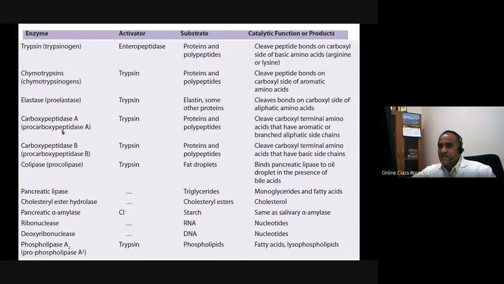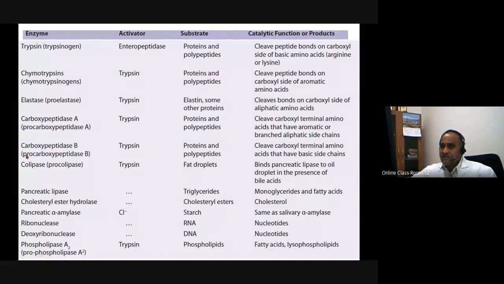Carboxypeptidase A again exists in the form of a procarboxypeptidase activated by trypsin, again on the proteins and polypeptides, and it acts at the carboxyl terminal of amino acids that have aromatic or branched aliphatic side chains. So these are some of the biochemical terminologies you may like to be familiar with.